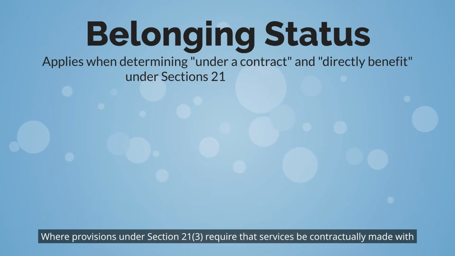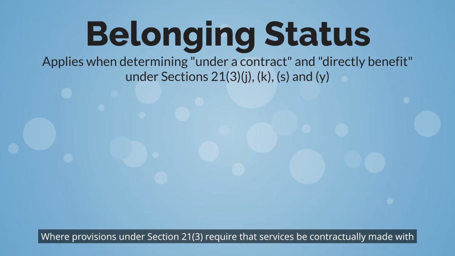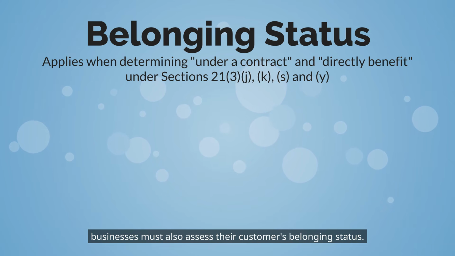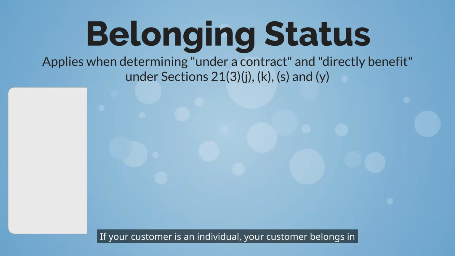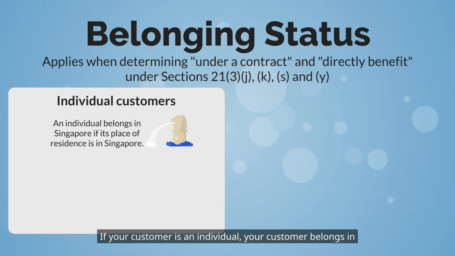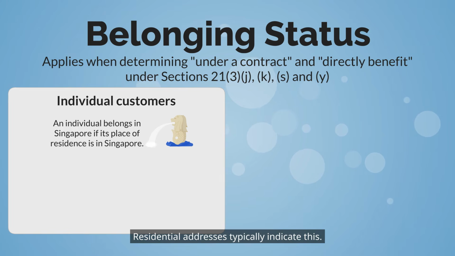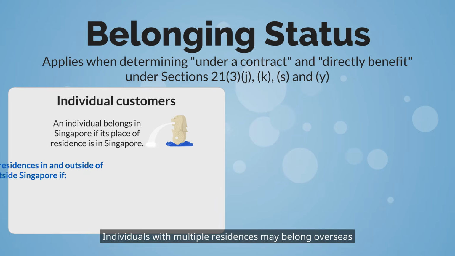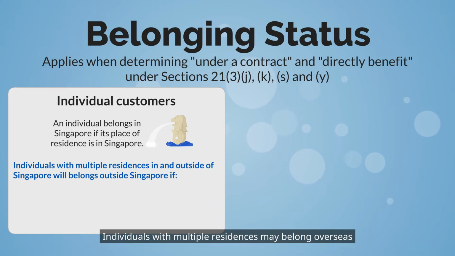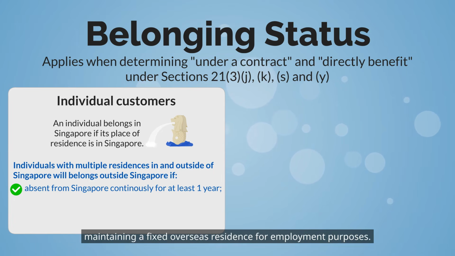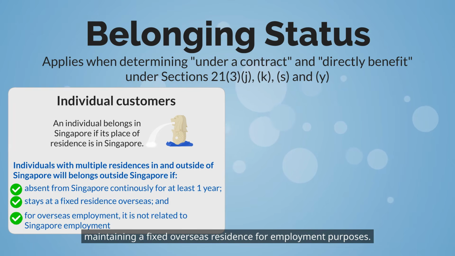Where provisions under Section 21(3) require that services be contractually made with or directly benefit an overseas person, businesses must also assess their customers' belonging status. If your customer is an individual, your customer belongs in Singapore if their usual place of residence is in Singapore during the period of service. Residential addresses typically indicate this. Individuals with multiple residences may belong overseas if they are absent from Singapore for at least one continuous year while maintaining a fixed overseas residence for employment purposes.